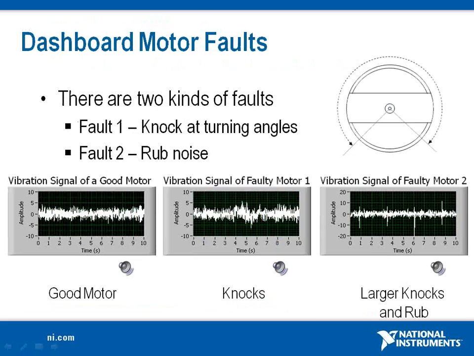This production test is mainly designed to detect two kinds of faults in a dashboard motor: knocks at turning angles and drop when rotating. Listening to the signal of faulty motor 1, you can hear a da-da sound, which are knocks at turning angles. The faulty motor 2 has more obvious knocks. In addition, the faulty motor 2 has rub noise which sounds like ZZ. As a comparison, there are no da-da or ZZ sounds in the signals of a good motor.